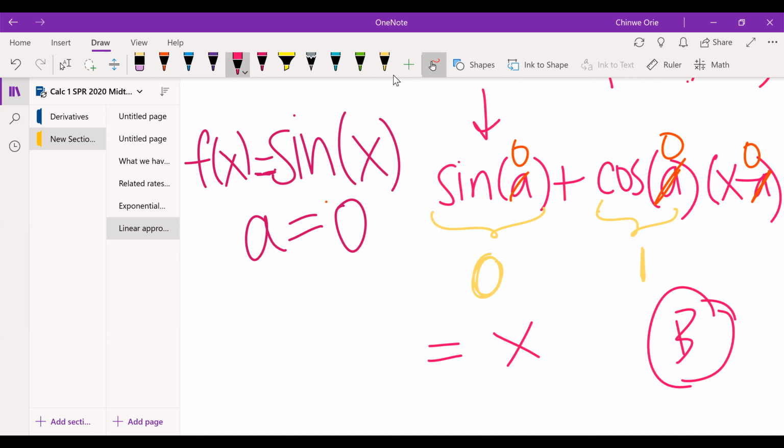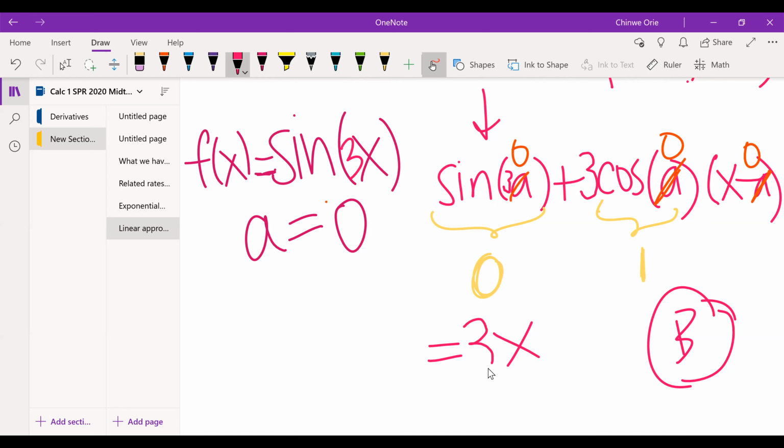So your function is actually sine of 3x. Sorry, not x, but it's still the same thing. 3 times 0 is 0 still, so it's still going to be 0 here. So it doesn't really change anything. Oh, it does change something, actually. Sorry. This derivative is going to change.